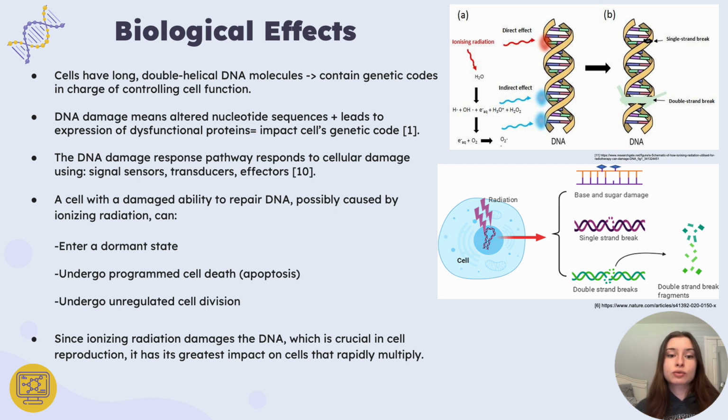The DNA damage response pathway responds to cellular damage using signal sensors, transducers, and effectors, but the repair rate does vary according to cell type and age. A cell with a damaged ability to repair DNA can either enter a dormant state, undergo programmed cell death, or undergo unregulated cell division. Since ionizing radiation does damage the DNA, which is crucial in cell reproduction, it has its greatest impact on cells that rapidly multiply.